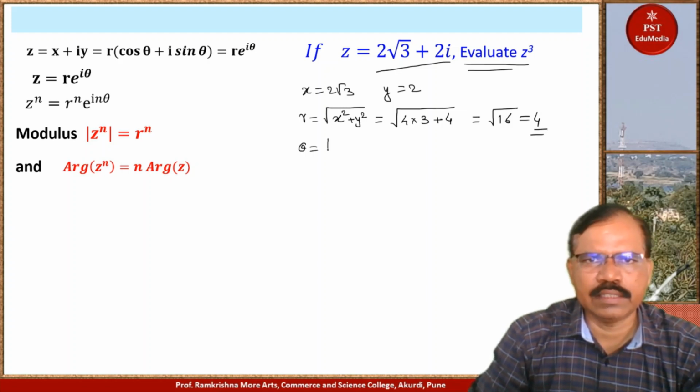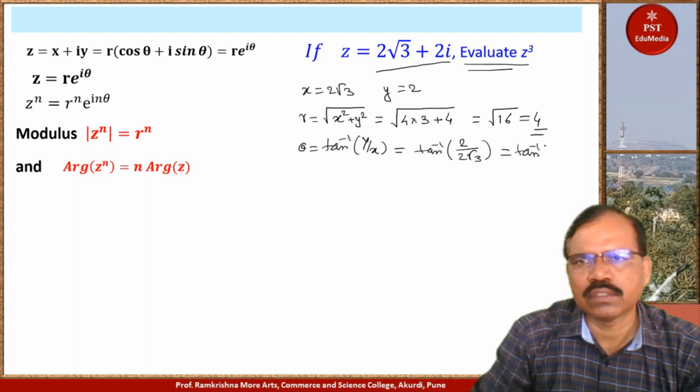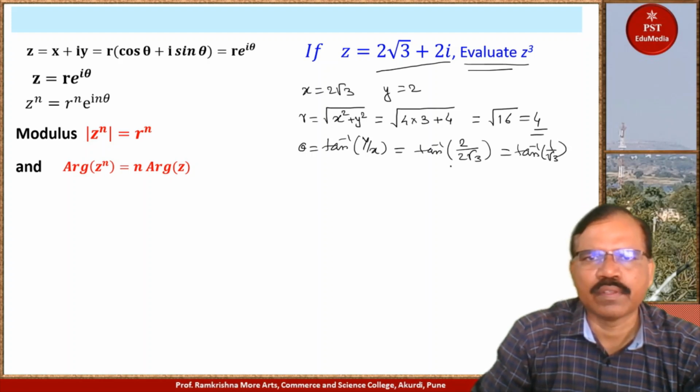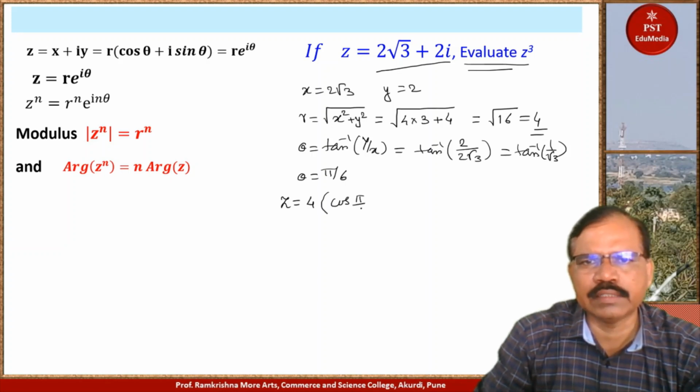Now theta is tan inverse y by x. So tan inverse y, that is 2 upon 2 root 3. So it is tan inverse 1 upon root 3. So we get theta is equal to pi by 6. So what is z? z is equal to 4 in bracket cos pi by 6 plus i sin pi by 6.